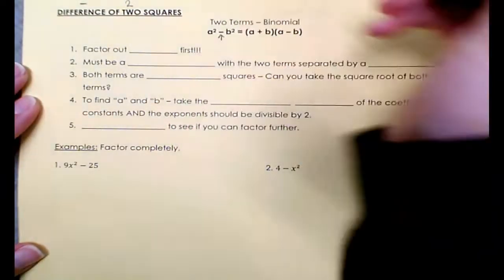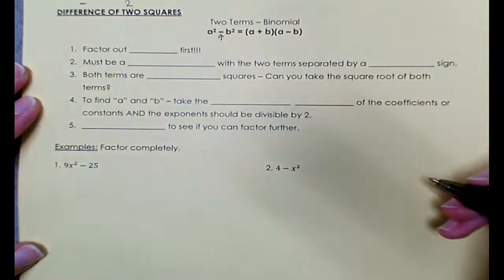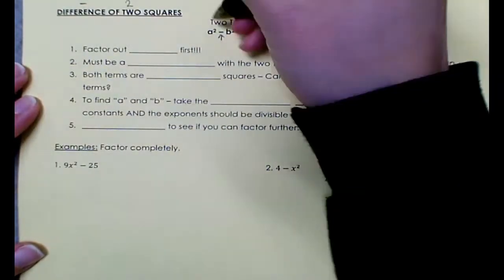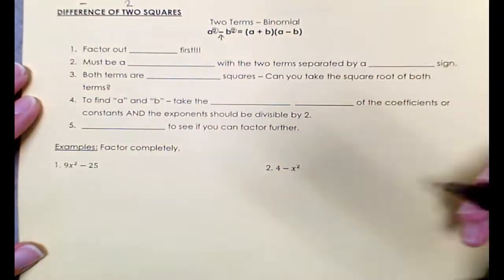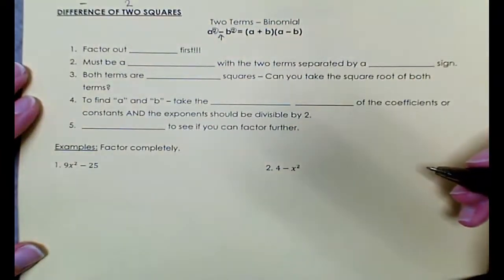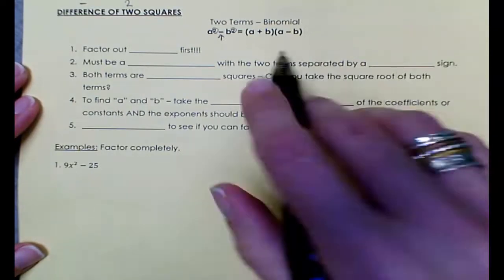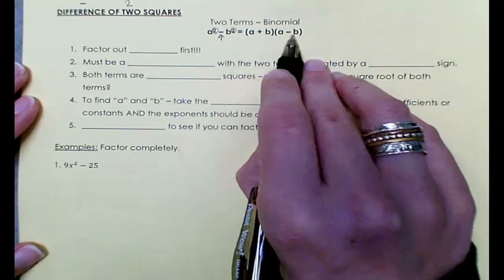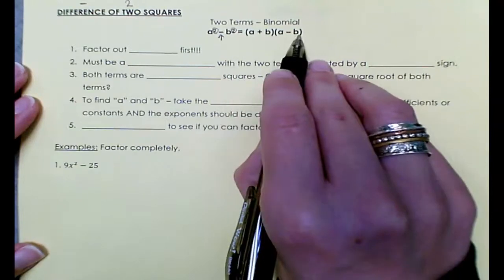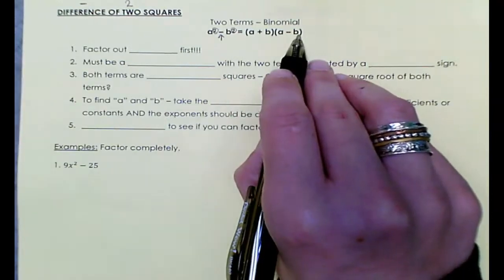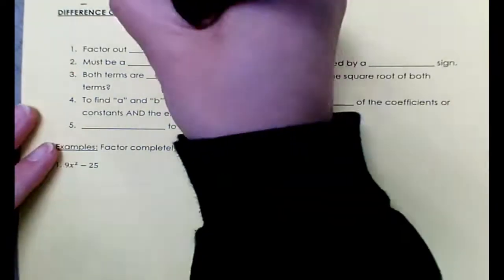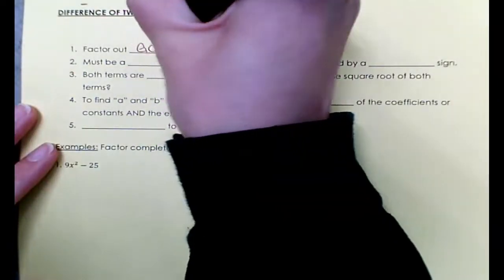This difference is important. If it's not a difference, then you can't do it. These squares are important. If you don't have perfect squares in the first and second terms, then you can't do this. But if you do happen to have this interesting situation, then your answer will look like this every time. It will be of that form. So the first thing that you want to do always is factor out the GCF if there is one.